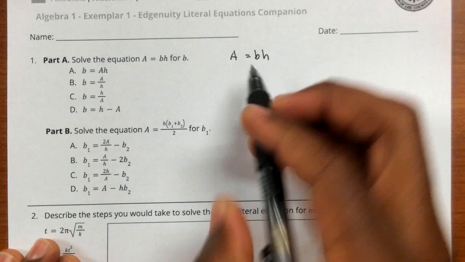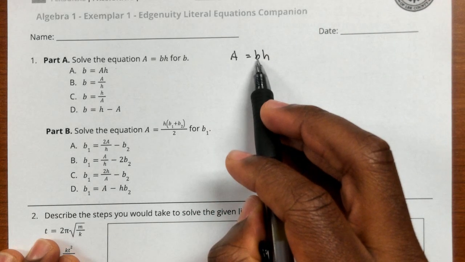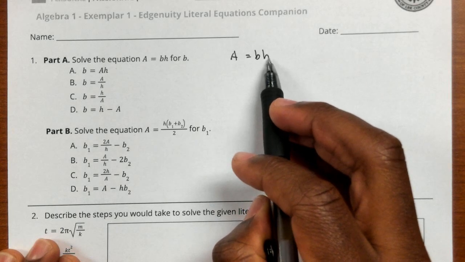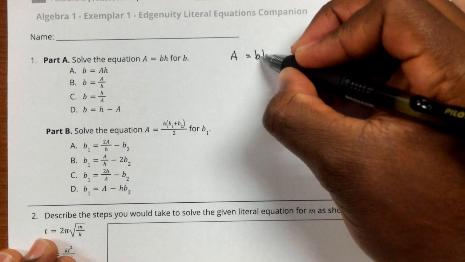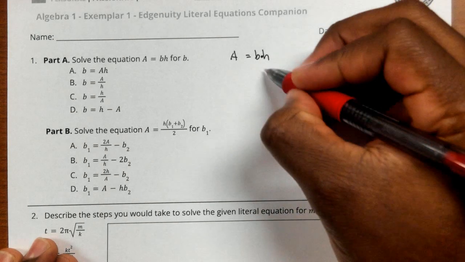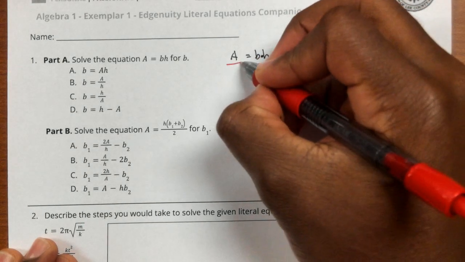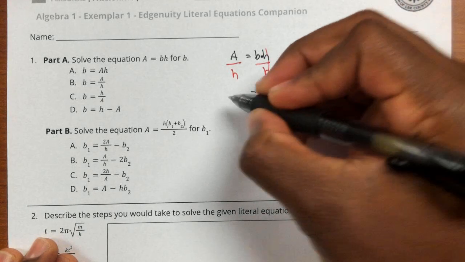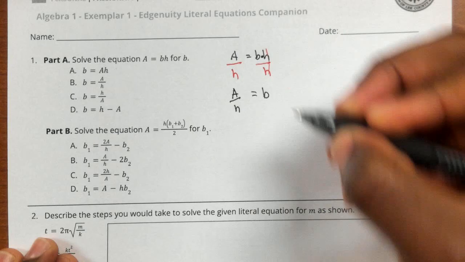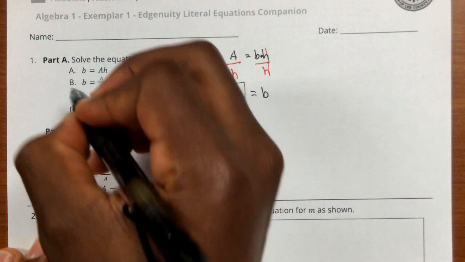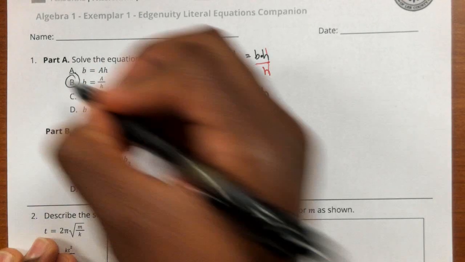Firstly we locate B. B is on the right side of our equation. To get the B all by itself, I need to realize what B and H are doing to each other. When you don't see an operator in between, you assume you're multiplying. So to get B all by itself, you would divide by H. So your B is equal to A over H, and that is the result.